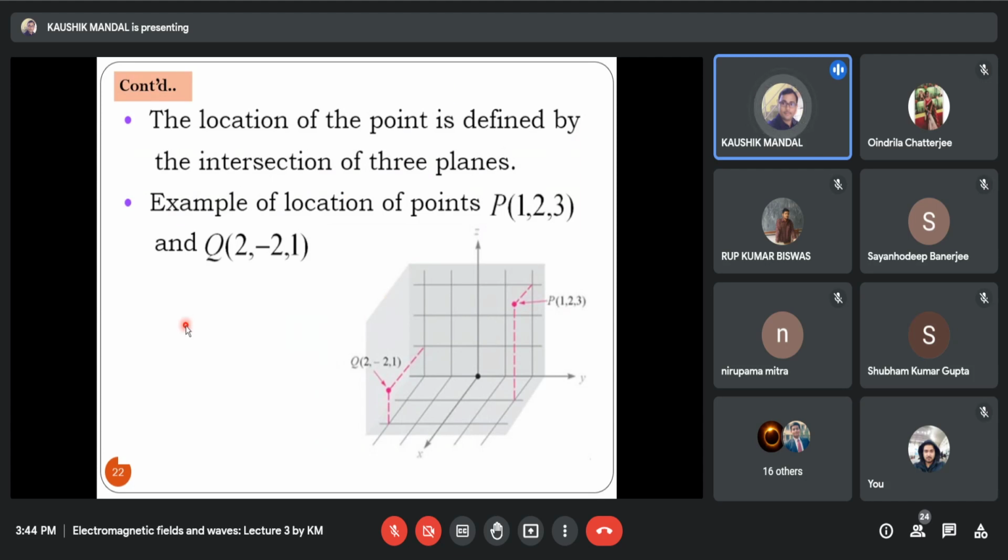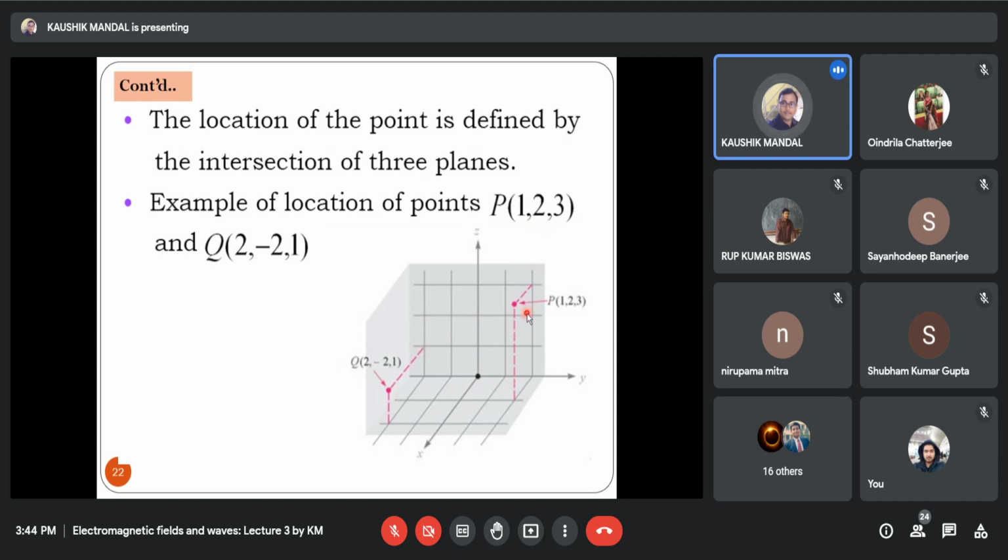Now, how can we mark the position of any point on this Cartesian coordinate system? It is basically defined by the intersection of three planes. So consider P equal to 1, 2, 3. Try to find the point 1, 2, 3. This is the x-axis, this is the y-axis, this is the z-axis. One small unit means 1.